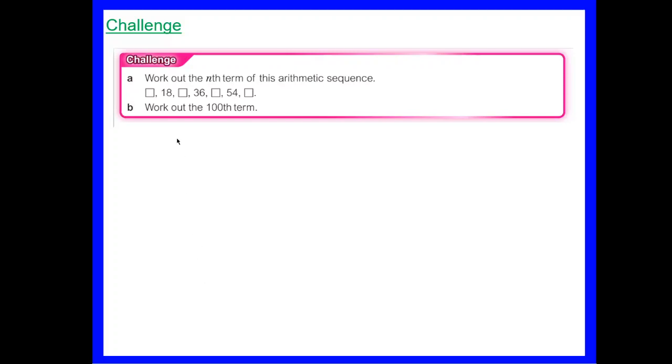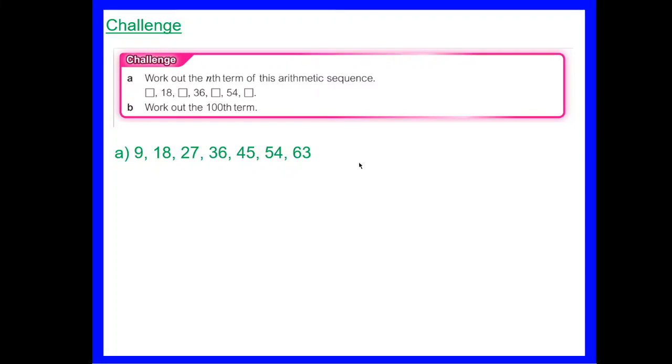Okay, so we've got this sequence and we know we've got to go up in equal steps because it's arithmetic, and we know we're either adding or subtracting. So the numbers are getting bigger, so we must be adding. So we've got to work out what number is halfway between. So halfway between 18 and 36 is going to be the number 27. And to get from 18 to 27, we must have added 9. So we must be starting with the number 9. So our sequence should read 9, 18, 27, 36, 45, 54, and 63.